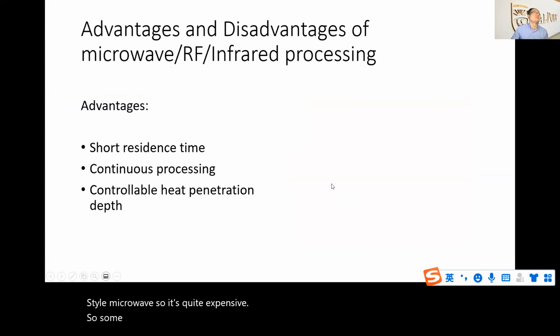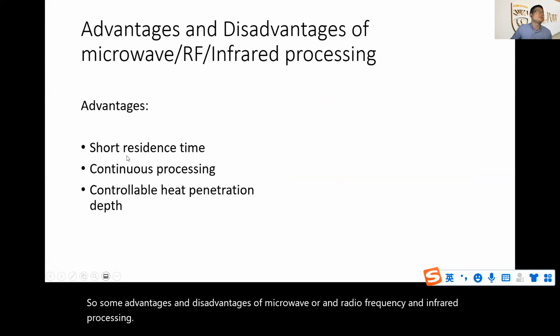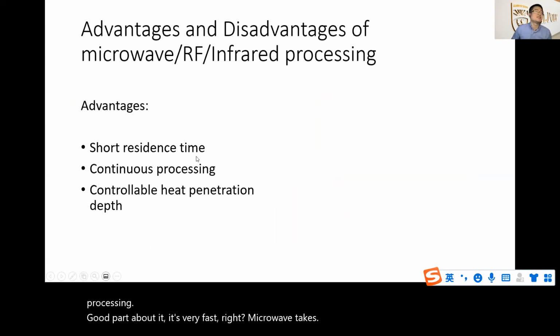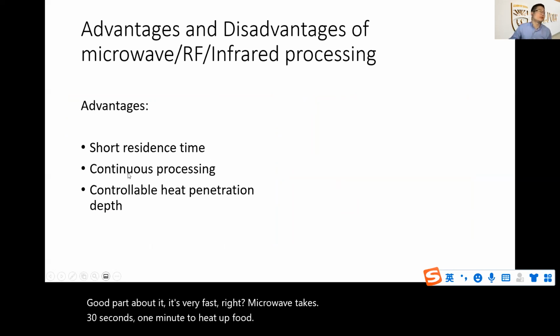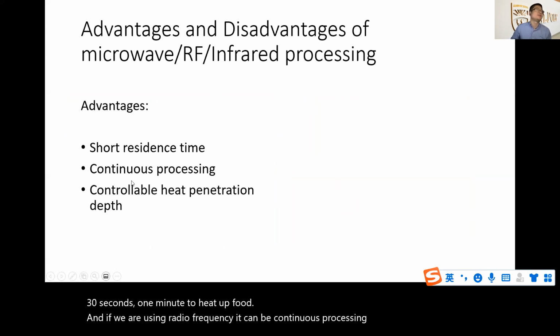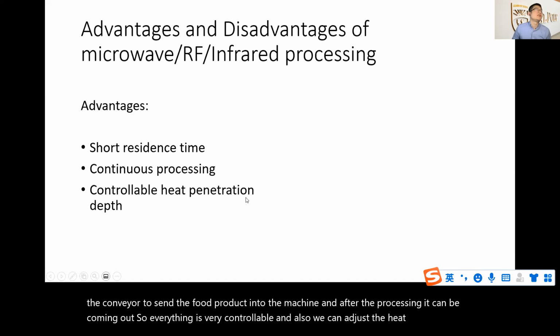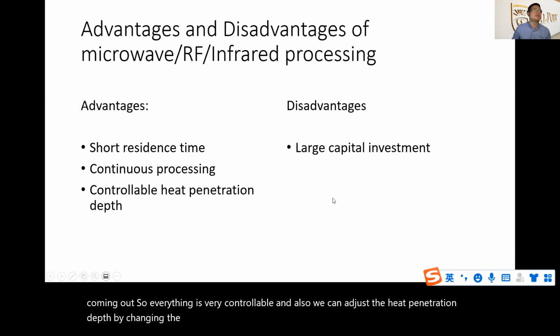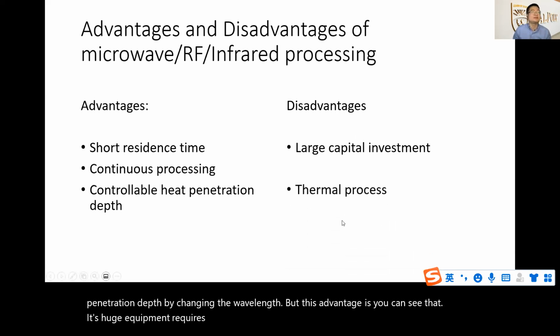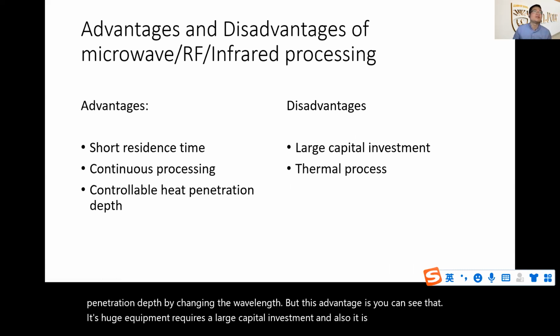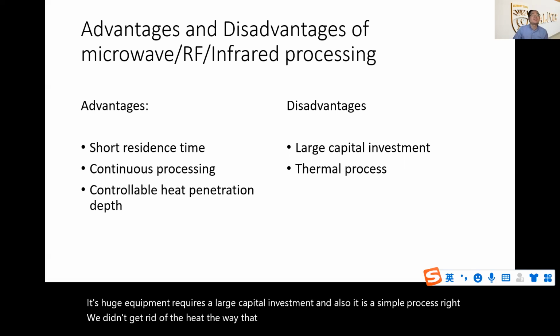So, some advantages and disadvantages of microwave, radio frequency, and infrared processing. The good part is it's very fast, right? The microwave takes 30 seconds to 1 minute to heat up food. And if we're using radio frequency, it can be continuous processing, right? We can use a conveyor to send the food products into the machine, and after the processing, they come out. So everything is very controllable. And we can adjust the heat penetration depth by changing the wavelength. But the disadvantages are that it's huge equipment, requires a large capital investment, and also it is a thermal process, right? We didn't get rid of the heat. The way that we kill bacteria is actually to heat them up, right? So that's the advantage and disadvantage of the long wavelength processing.